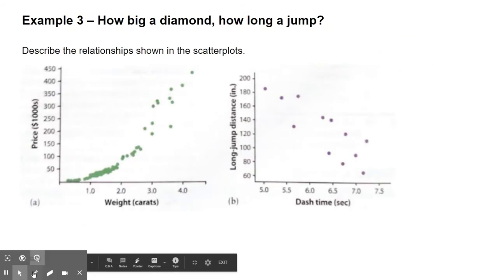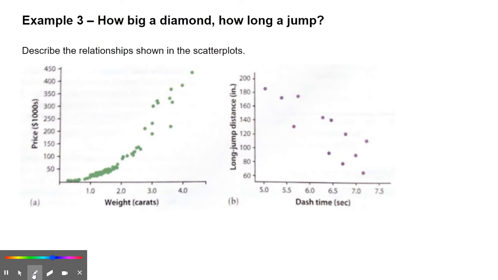All right, so let's take a look at this question. It says, how big a diamond, how long a jump? Describe the relationship shown in the scatter plots. I'll do the first set and then erase and do the second set. So let's do A first. This is going to be the weights and price. So first thing is direction. When you do direction, I want you to say positive, negative, or no relationship, and then I want you to describe it somehow using some words.